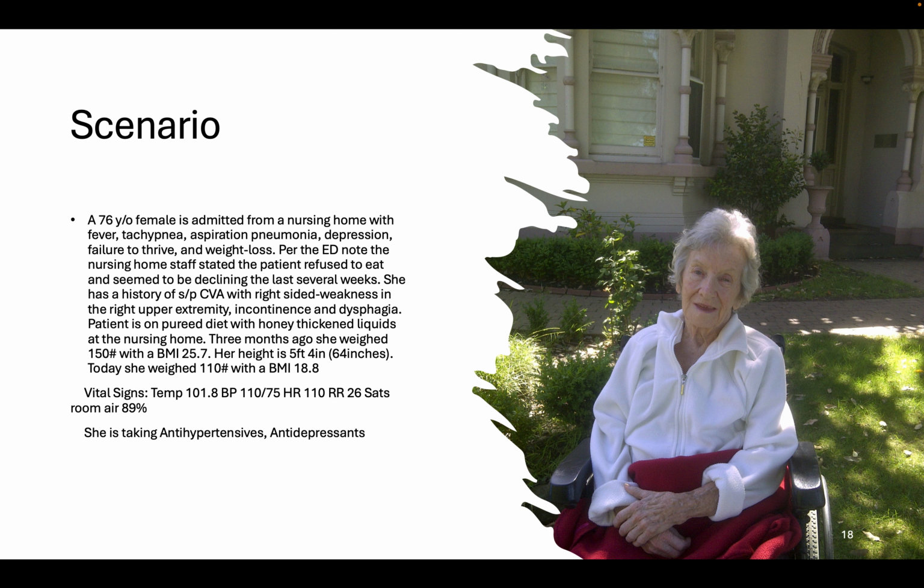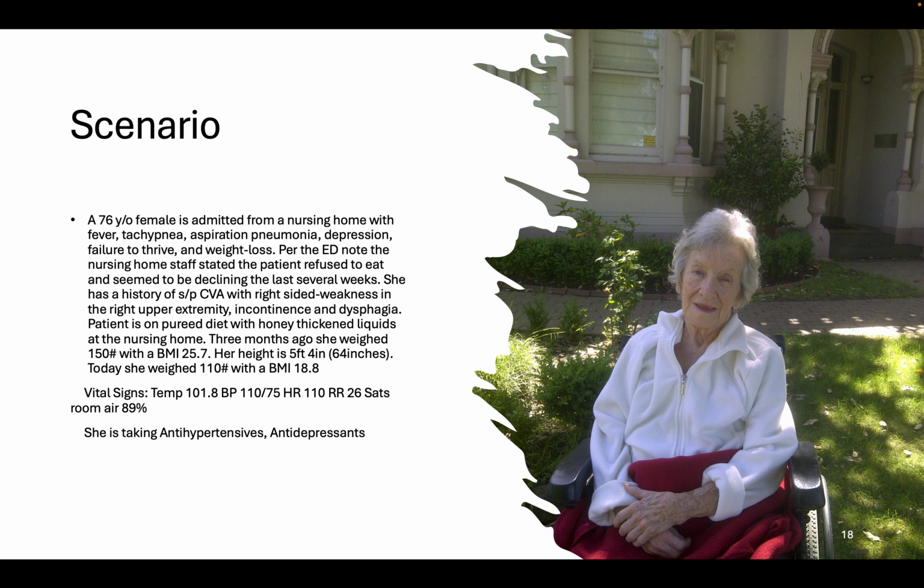Scenario. We have a 76-year-old female admitted from a nursing home with fever, tachypnea, aspiration pneumonia, depression, failure to thrive, and weight loss. Per the ED note, the nursing home staff stated that the patient refused to eat and seemed to be declining over the past several weeks. She has a history of status post-CVA with right-sided weakness in the right upper extremity, incontinence, and dysphagia. Patient is on a pureed diet with honey-thickened liquids at the nursing home.